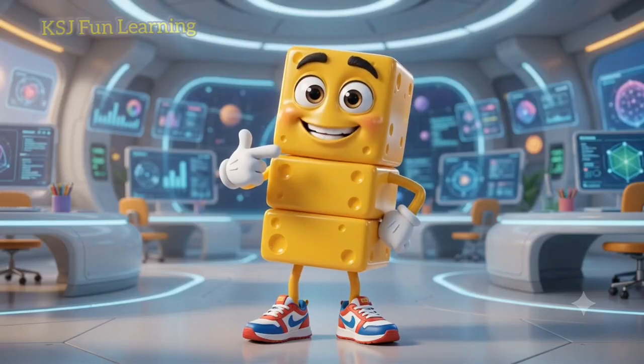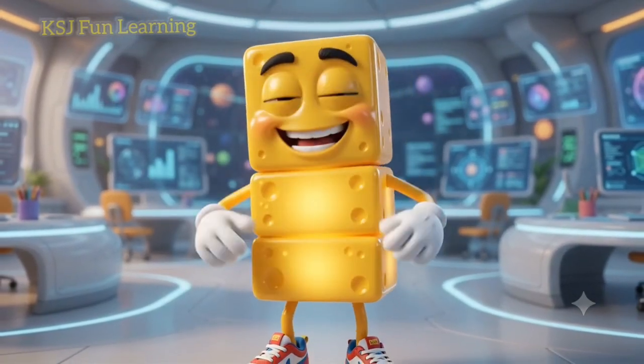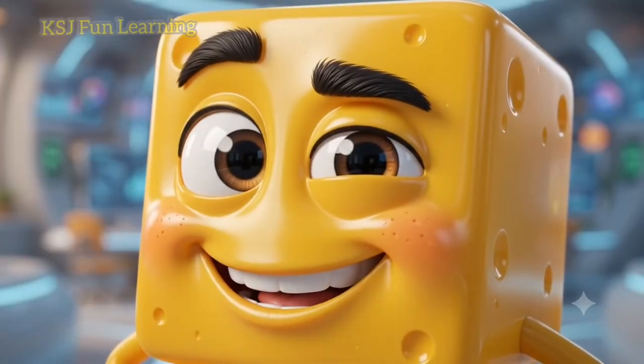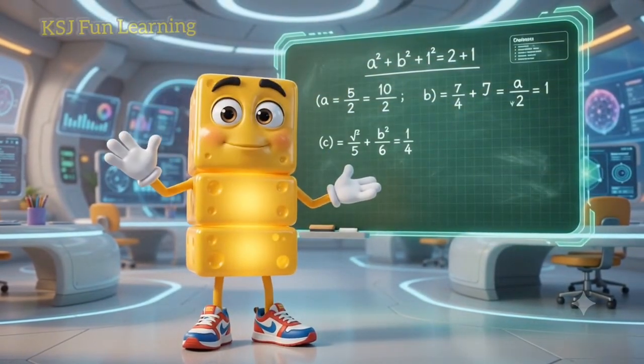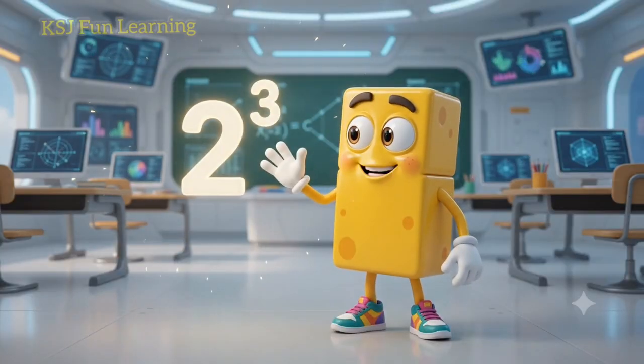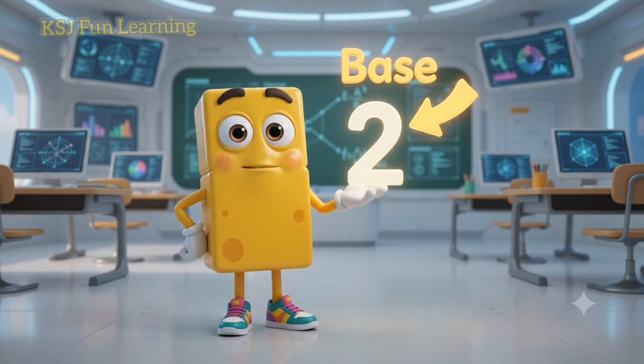I'm an exponent. I'm a shortcut for multiplying the same number again and again. Today, let's fully understand how I work step by step. In 2 cubed, the big number, 2, is called the base. That's the number being multiplied.